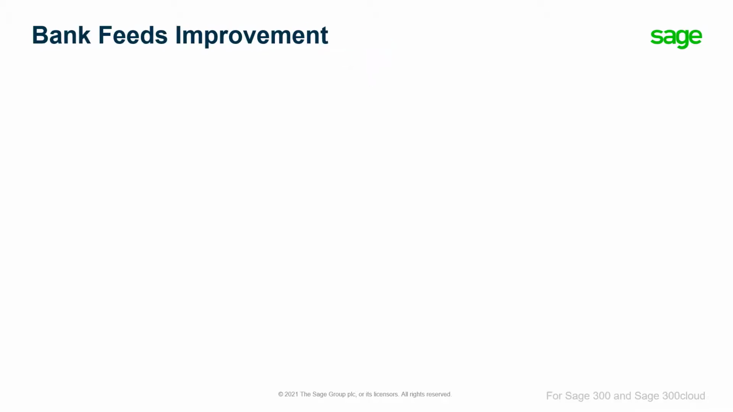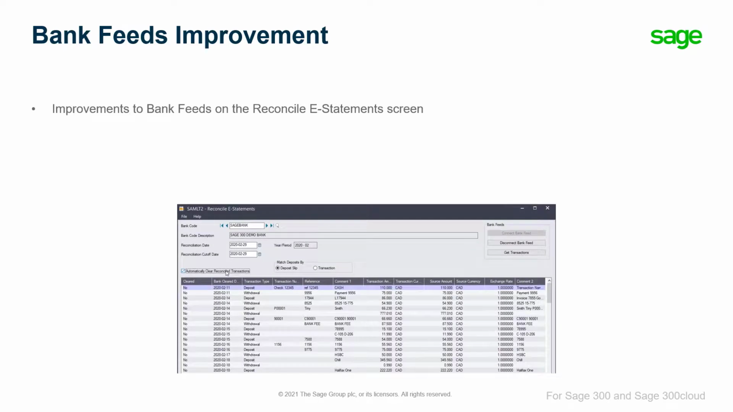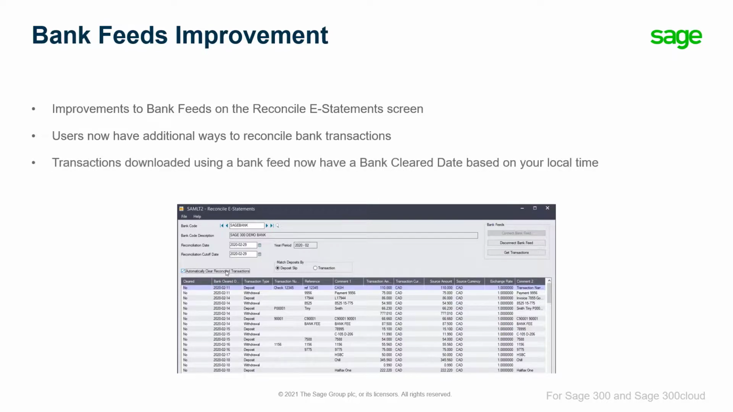With this version, we have made improvements to bank feeds on the Reconcile e-statements screen. When automatically reconciling transactions from a bank feed, the system now presents additional ways to match transactions. In addition, transactions downloaded using a bank feed now have a bank cleared date based on your local time. For Sage Data and Analytics users, there are now new options to start it from within Sage 300.